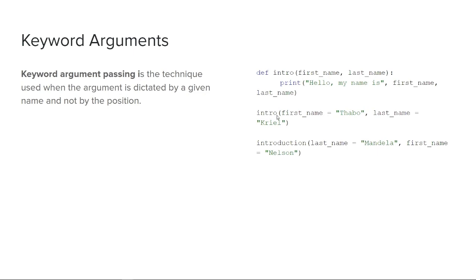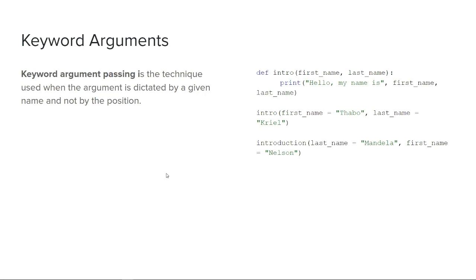And as you can see in this other function, introduction, I should have called it intro, but let's continue. I now have last name coming first and first name coming second. So in this scenario, it doesn't matter about the position. It will just carry on in terms of the name of the argument in the function. So you already specified a value.